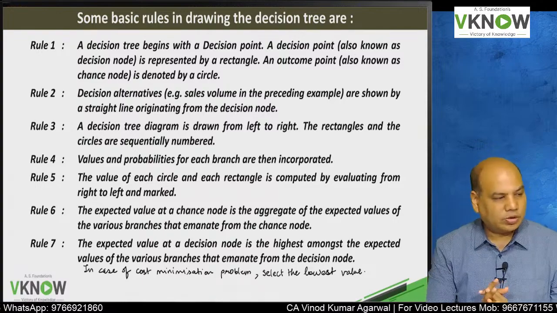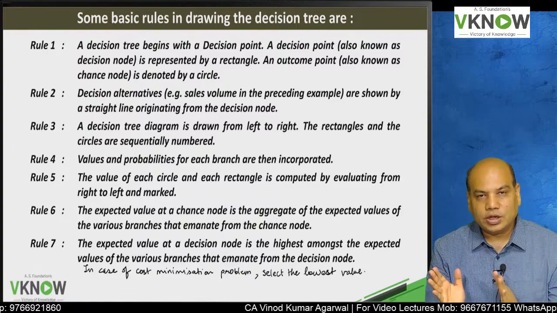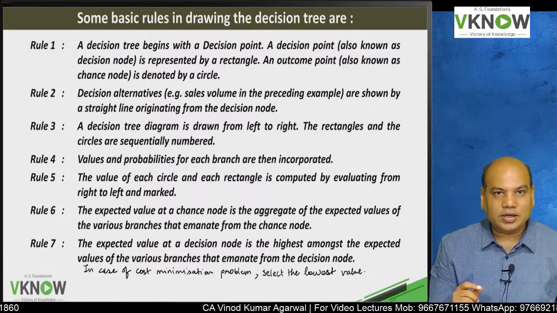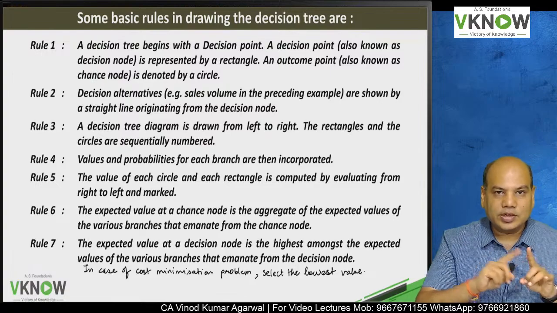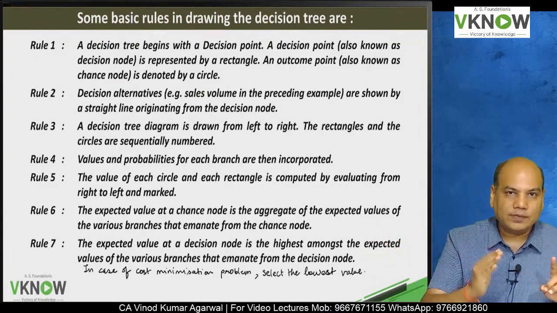So these are some basic rules in decision making, and very easy also. Draw from left to right. A decision box is represented by a rectangle, a chance node is represented by a circle, and they are sequentially numbered. Evaluation is done from right to left.